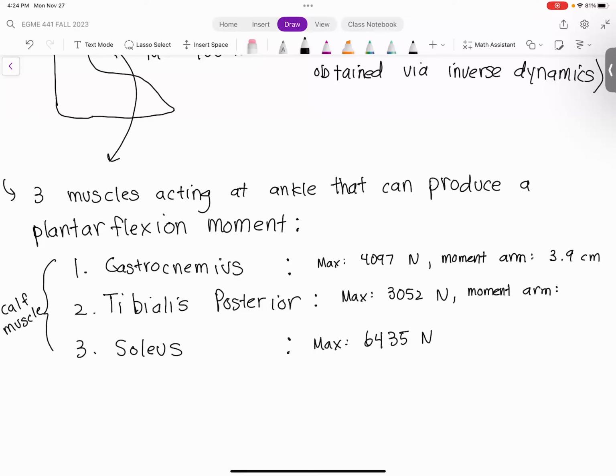For the gastrocnemius, its moment arm is 3.9 centimeters. For the tibialis posterior, its moment arm is 0.8 centimeters. And for the soleus muscle, its moment arm is 3.6 centimeters.